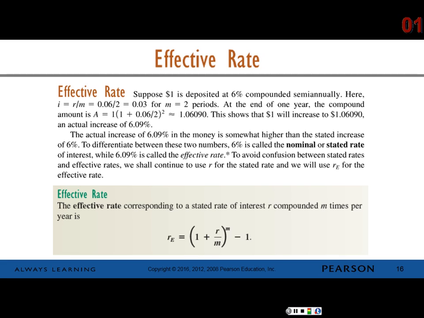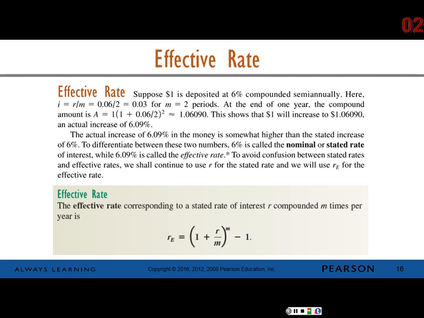So to differentiate between the two numbers, the 6.09% and the 6%, 6% is called the nominal rate or the stated rate. It's always the APR, the annual interest rate. And 6.09% is called the effective rate. So to avoid confusion between stated rates and effective rates, we will use R for the stated rate and R sub E for the effective rate. And the effective rate, a great many times, is higher than what the stated rate or the nominal rate is.